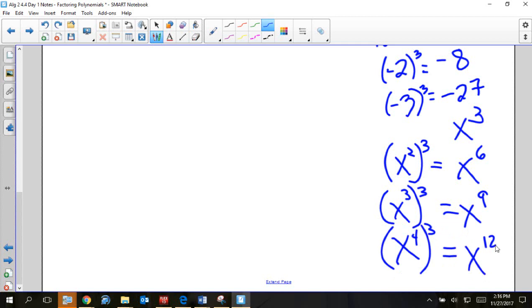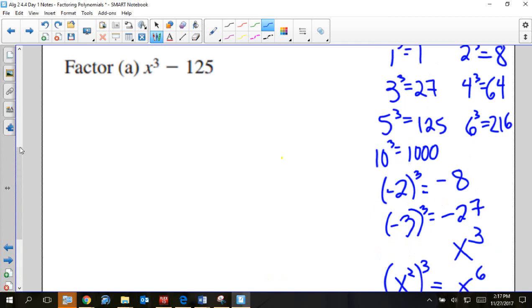What can you tell me about the exponents if it's a cube? Not how we get it, but if you're just looking at the exponents, like the 3, the 6, the 9, they're all divisible by 3. So that's how you know that it is a cube, because the exponent's divisible by 3. Okay, so there's a list that you might need. Now let's do an example.